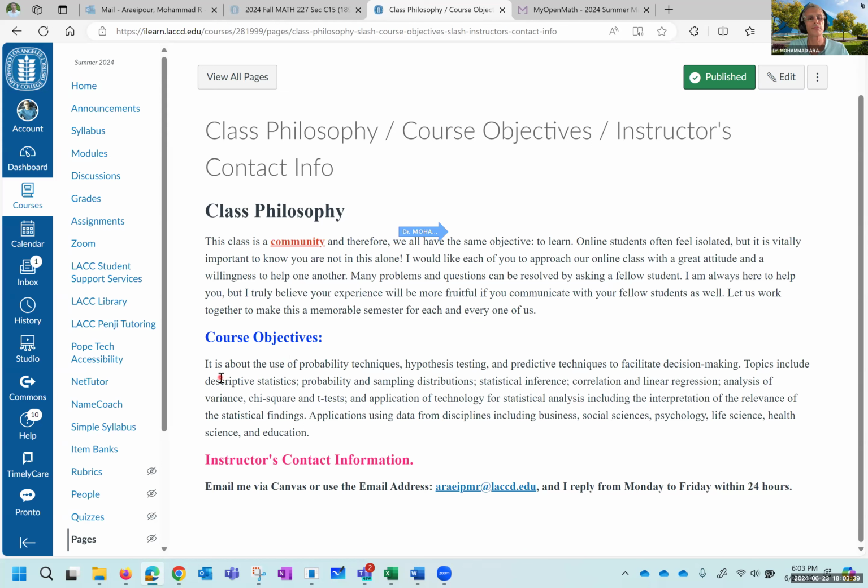Course objective. It is about the use of probability techniques, hypothesis testing, and predictive techniques to facilitate decision making. Topics include descriptive statistics, probability and sampling distribution, statistical inference, correlation, linear regression, analysis of variance, and so on. And as far as contacting me, here's the email. I reply from Monday to Friday within 24 hours.